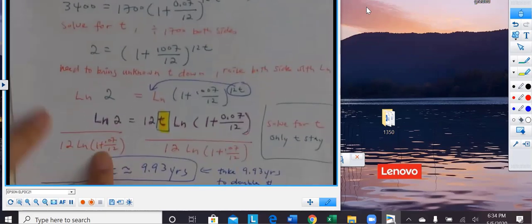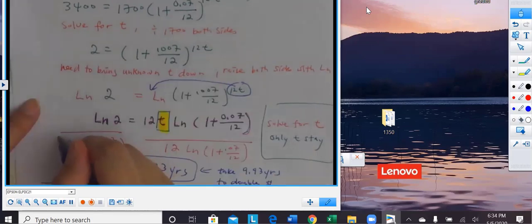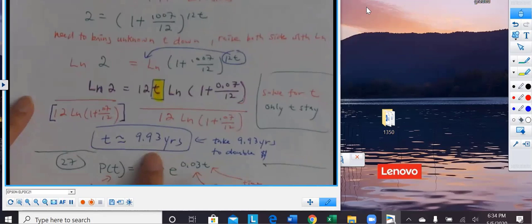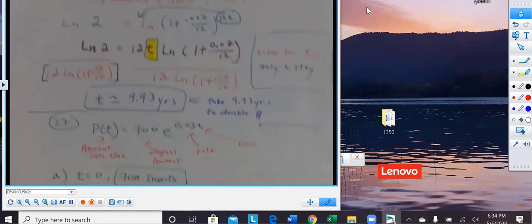Just make sure you plug it into the calculator carefully. If you want to do one big step, make sure you put parentheses around here when you plug into the calculator. Otherwise, you may get it wrong. So practice it at home. Make sure you know how to use your calculator. So it's 9.93 years, something like that, to double the money.